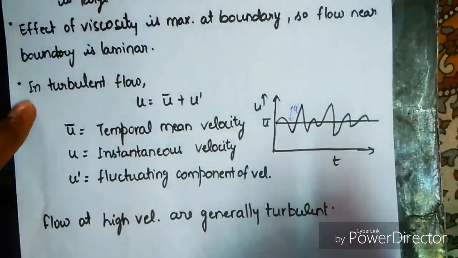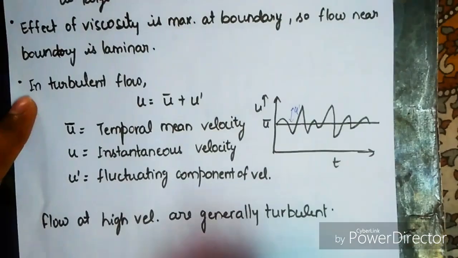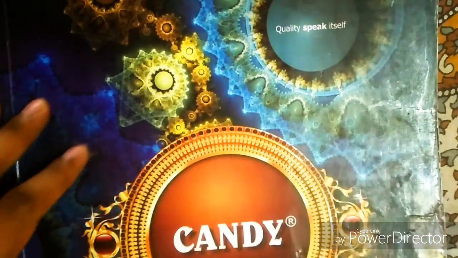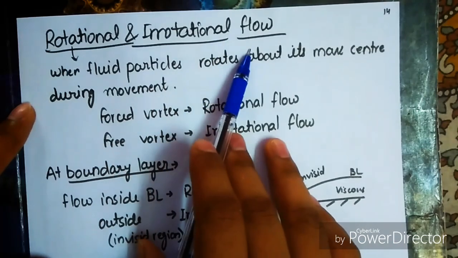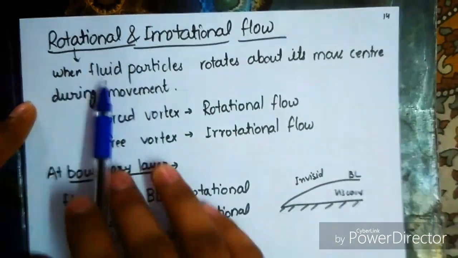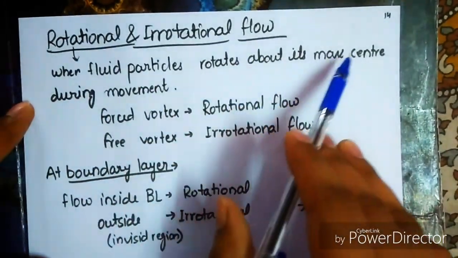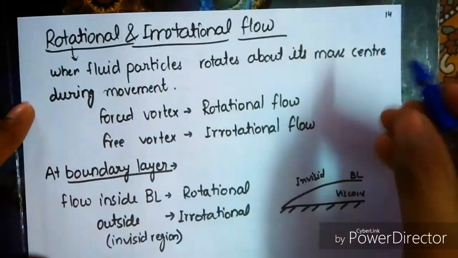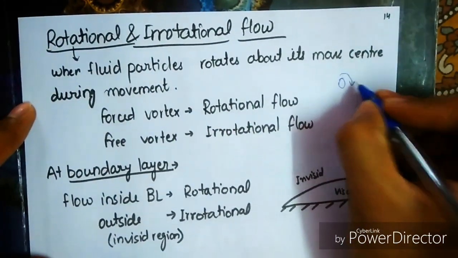Now flows at high velocity are generally turbulent. With high velocity flow, intermixing will be there, so this is turbulent. The next topic is rotational and irrotational flow. When a fluid particle rotates about its mass center during movement, it rotates about its axis like this.